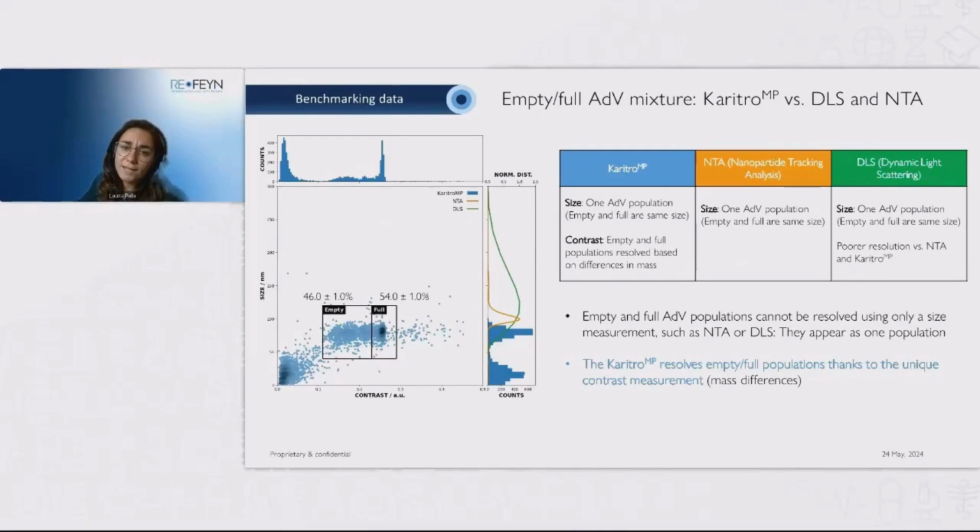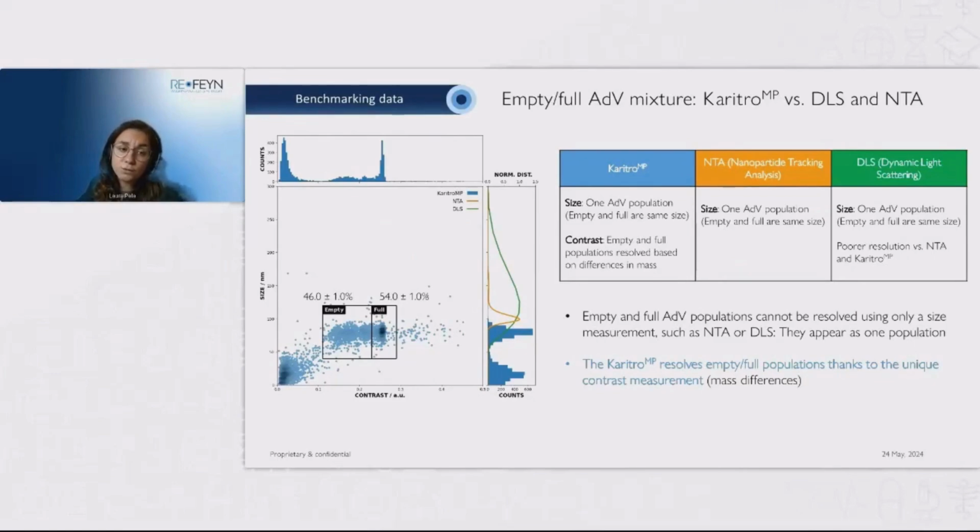If you look at the DLS data, which are the green one, what you can see is an extremely broad peak where, again, there is no possible resolution between an empty and full population. The poorer resolution of the DLS peak is due to the way the technique works and the fact that this is an ensemble technique, while NTA and also Karitro are single particle based.